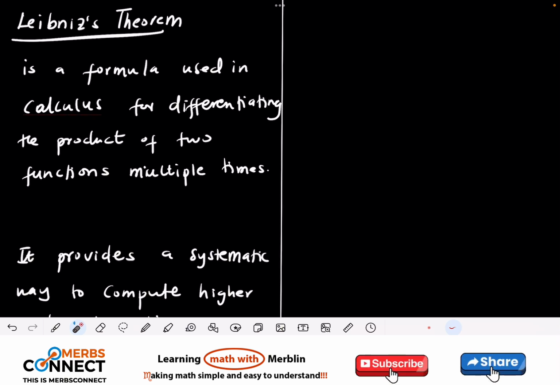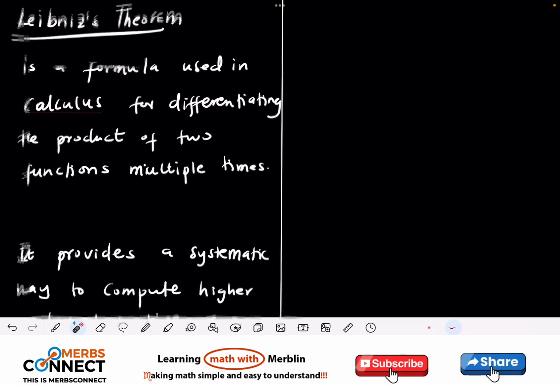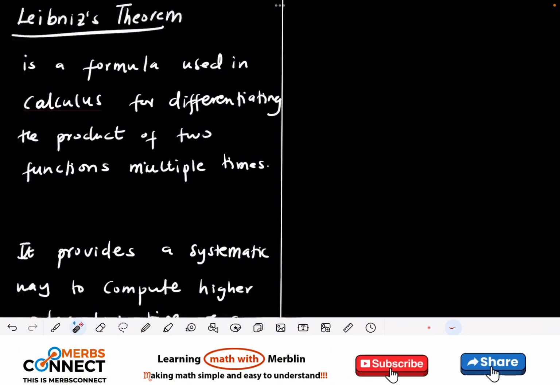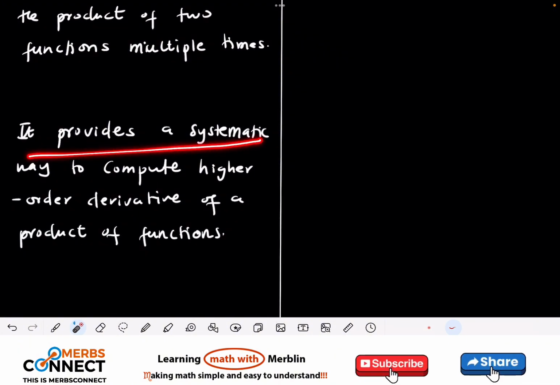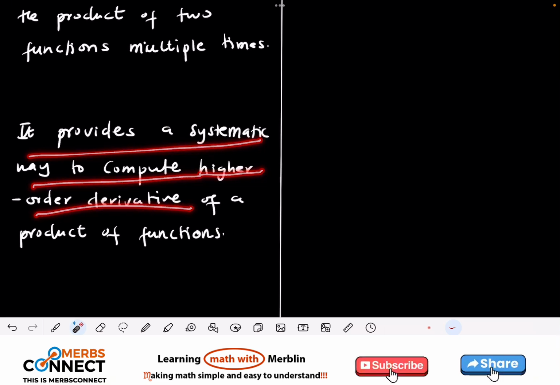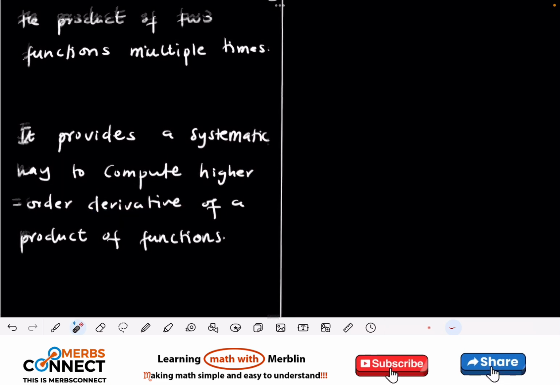But here, we want to apply the product rule to the nth term. So we cannot be doing the product rule one by one up to the nth term. That is where Leibniz theorem came in, with a formula that is going to help us do this in a quick way, right? It provides a systematic way to compute a higher order derivative of a product of functions, right?